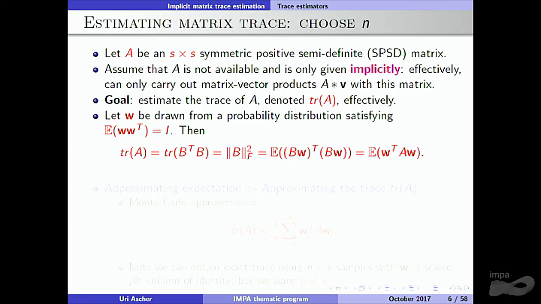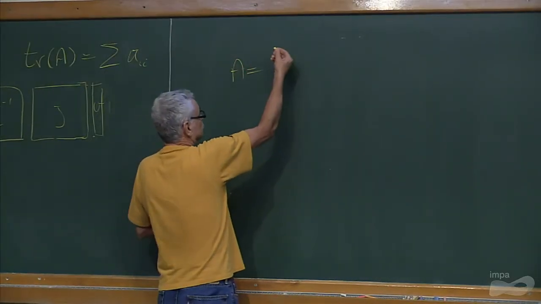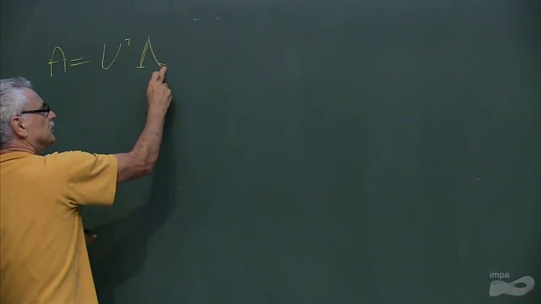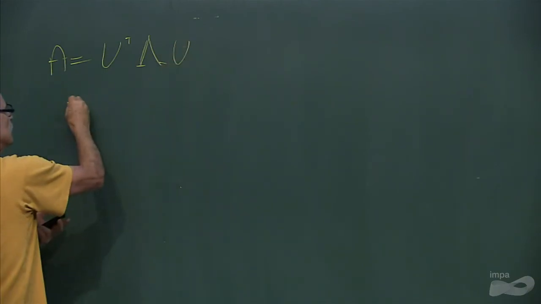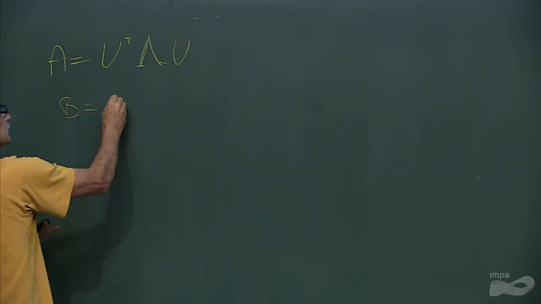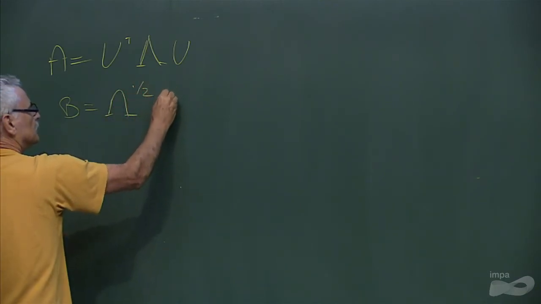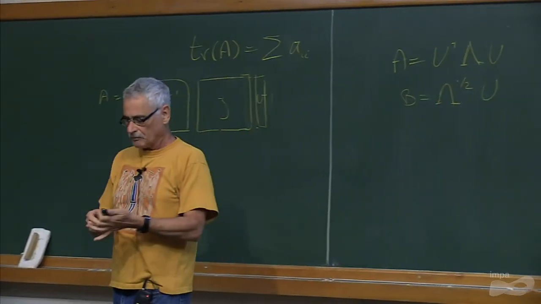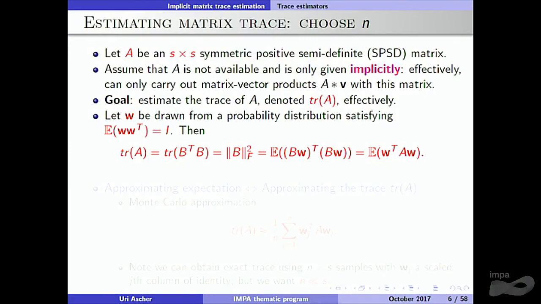We write that the trace of A is equal to the trace of some B transpose B. In fact, Samuli has already introduced SVD, but I can write a symmetric positive semi-definite matrix as U transpose, the eigenvalues, diagonal matrix here, times U, and so I can choose B to be the square roots of the eigenvalues times U. Okay, so there are lots of B's actually for a given A.